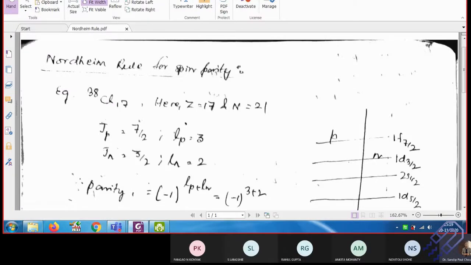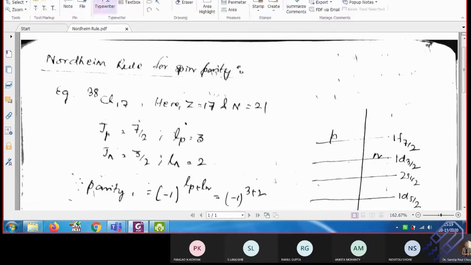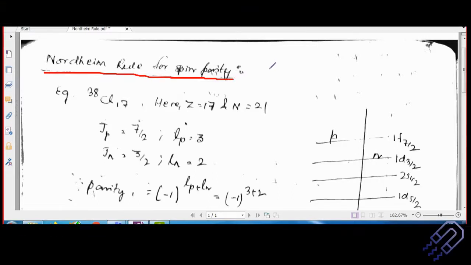Today is the Nordheim rule for spin parity. Till now, what we have seen is spin parity for an even system, which we know is 0. If we are considering an odd system, that means we have either an odd number of protons or an odd number of neutrons, then we use the formula J to the power pi.